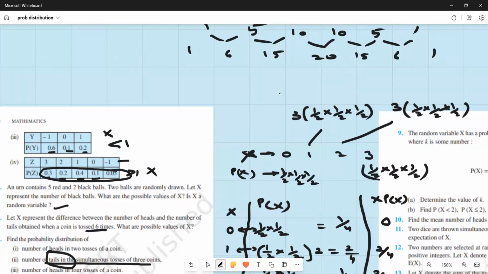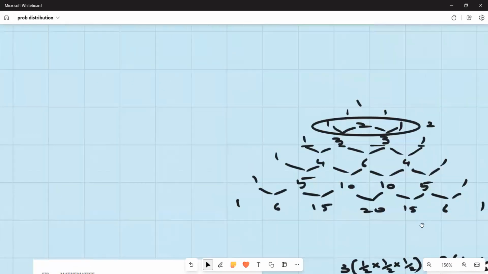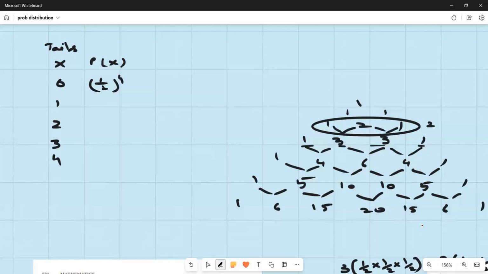Clear? So for Pascal, if it is 4, which row will you take? Suppose they say x is the number of tails in 4 tosses of a coin. So this will be 0, 1, 2, 3, 4. So what will you take for px? Here all are the number of tails. So no tail, first 0. So no tail, all are heads. So 1 by 2, 4 times. Then 1 by 2 for 1 tail and 1 by 2, 1 by 2, 1 by 2 for 3 heads. What will you multiply? This 4. So 4 will come over here.